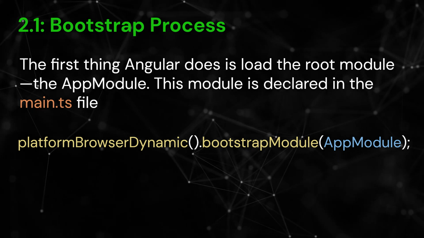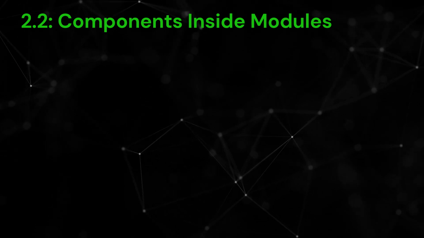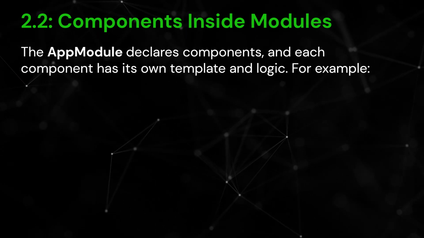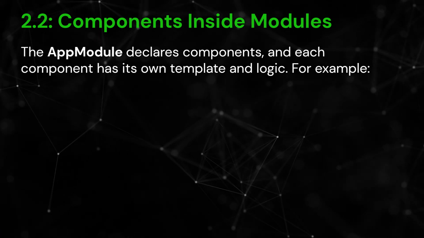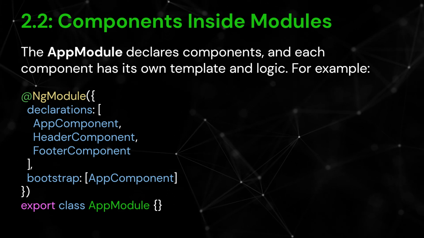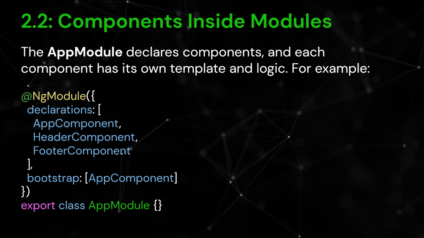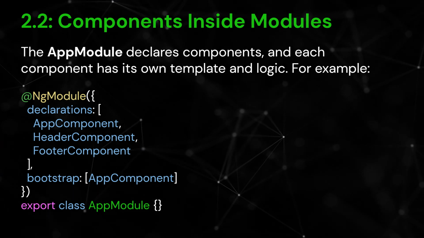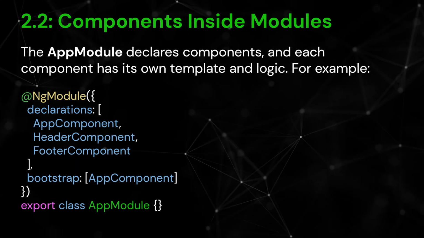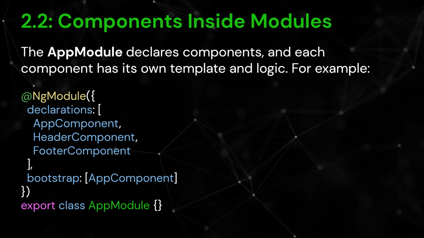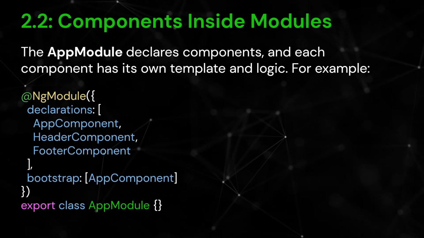The second part is components inside the module. The app module declares components, and each component has its own template and logic. Here's how this works. Angular starts with the app component, and it checks its template and loads any child components, like the header component or footer component.